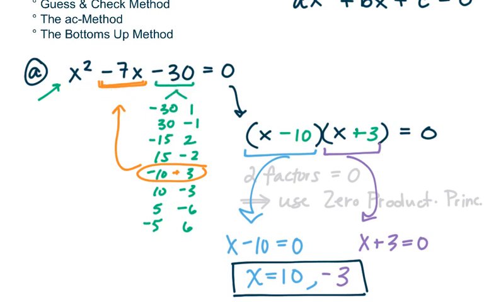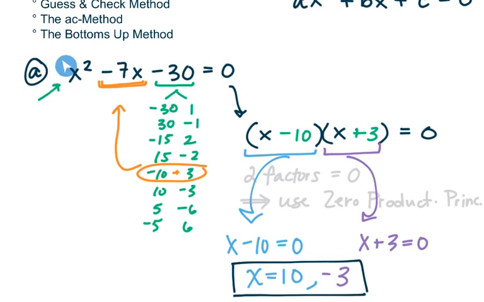And the last step whenever you're solving any equation is always to check. So if I plug in 10, that's 100, minus 70 minus 30 equals 0, which checks. Plugging in negative 3, I would get 9 plus 21 minus 30 equals 0. So both of those check. So again, we use the guess and check method to factor, and we said that's much easier when we are dealing with a leading coefficient of positive 1.